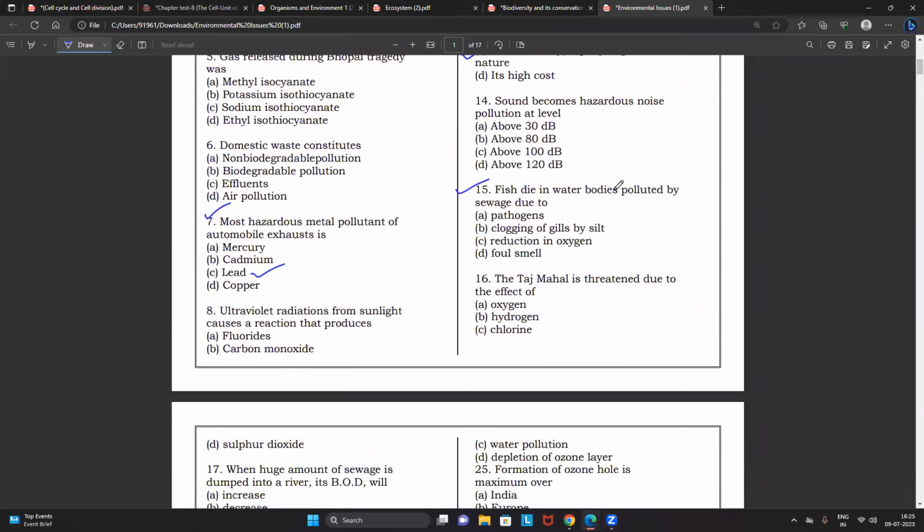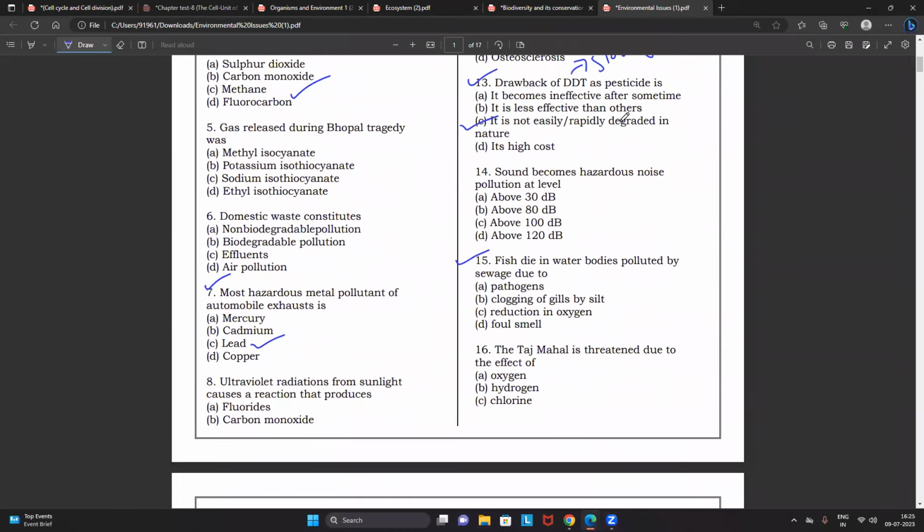Question number 15. Fish die in water bodies polluted by sewage due to. Very simple question, right? Obviously, friends, if the fish want to survive, they require a continuous supply of oxygen. When the level of oxygen dramatically falls, then only those fishes will die. Very, very good.